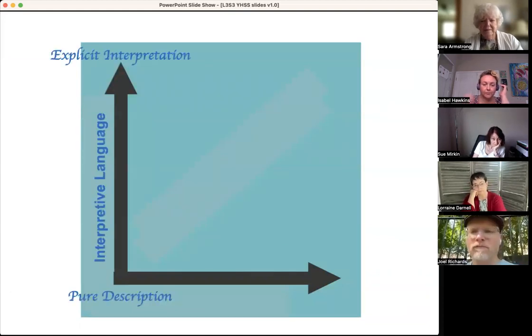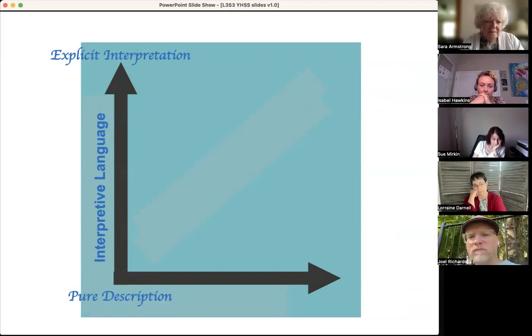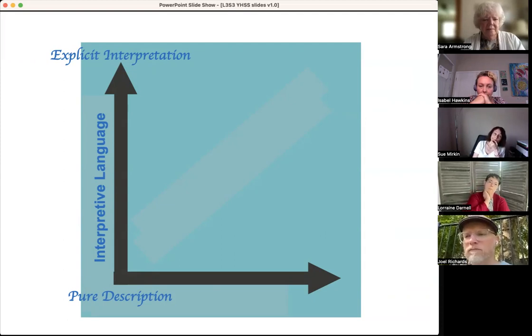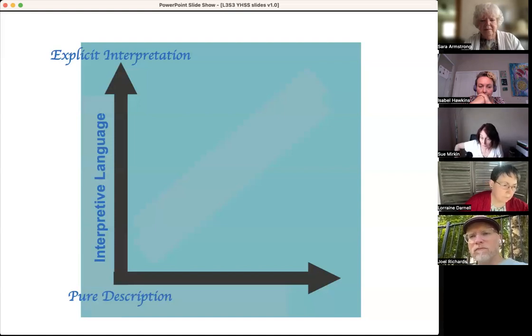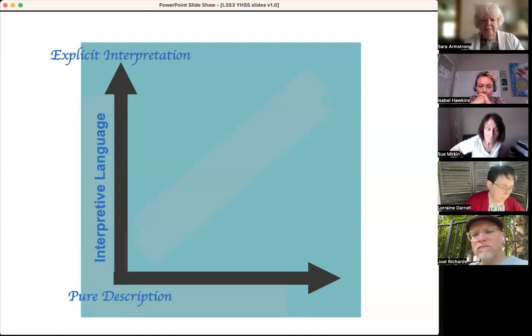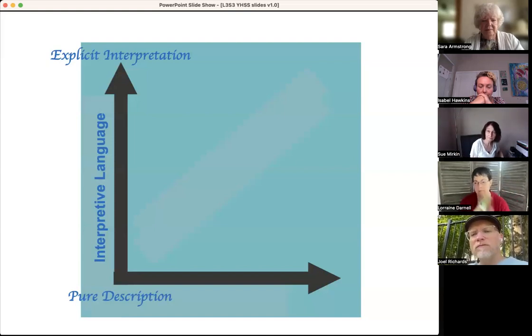Interpretation is on a scale between pure description, which I'm putting at the bottom here, and explicit interpretation. Because I have that right angle, you can go to any level on the up and down without changing the level on the side to side. So that means that anywhere in this square, you're having some more or less interpretive language and some more or less description.